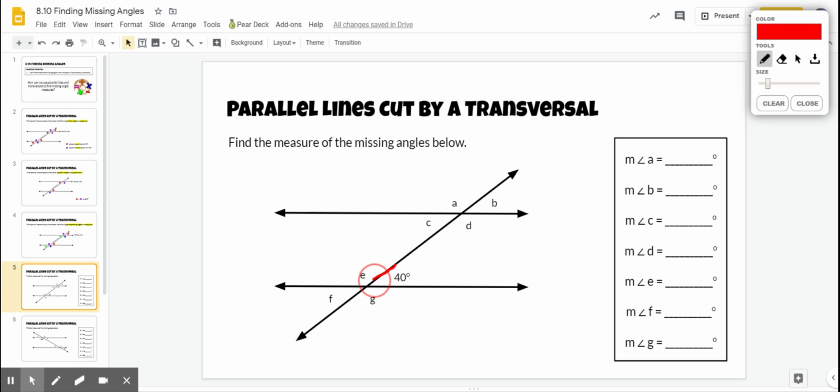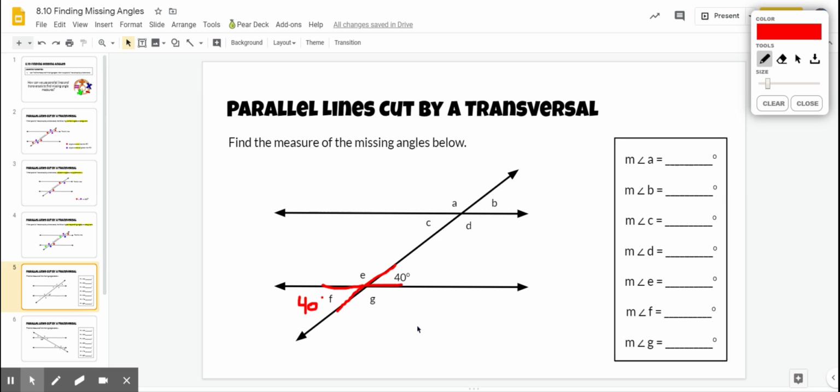So I see this angle right here has already been marked as 40 degrees. So I ask myself, what other angles can I figure out that are also 40 degrees? Well, take a look at this angle. Angle F is vertical. So if this angle measures 40 degrees, then angle F is going to measure 40 degrees.